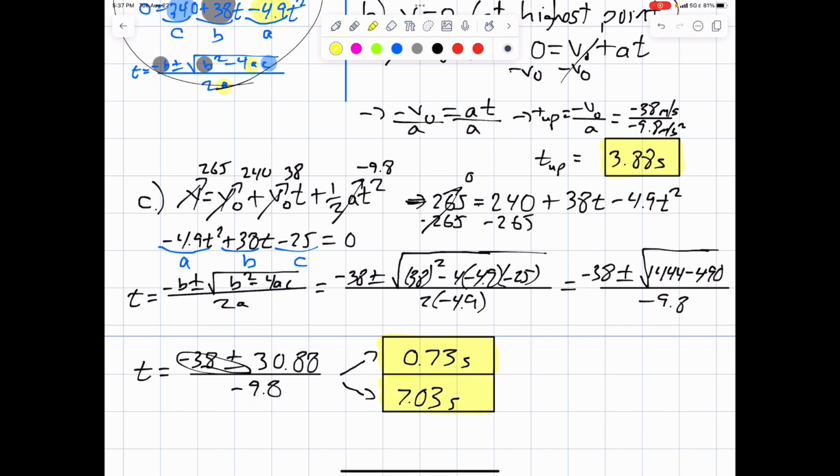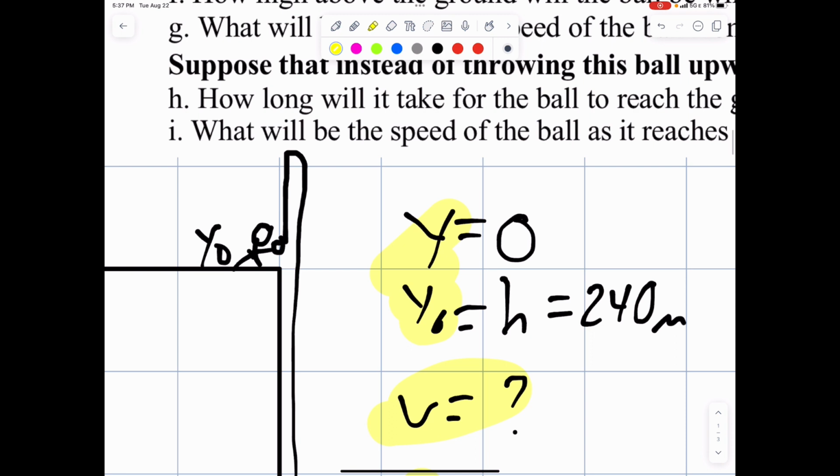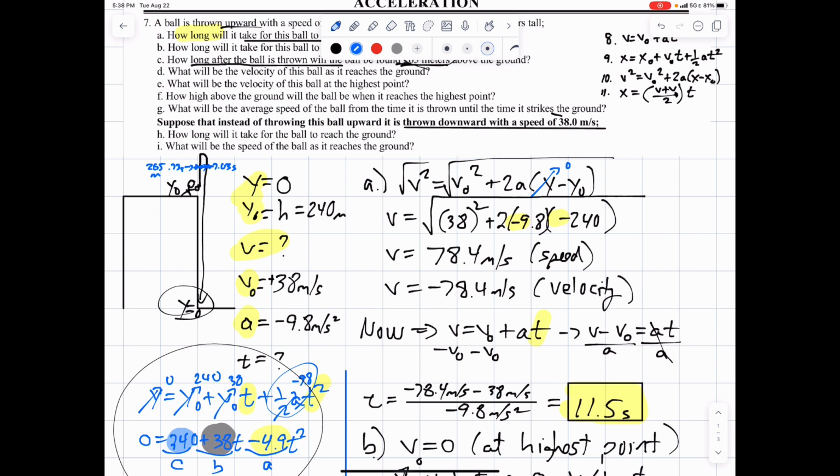Let's make some sense out of this. Why do we have two times? If you remember, the ball went up and down again. So at this point here would be about 0.73 seconds, and at this point here would be about 7.03 seconds, and both of them are at the same height, which is 265 meters. That's why we have two answers, one for each side of the parabola.